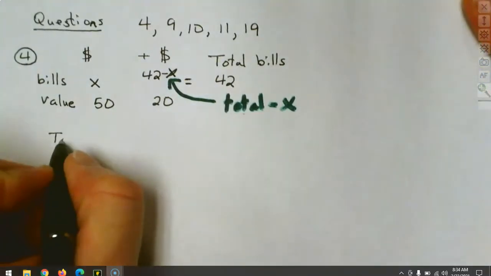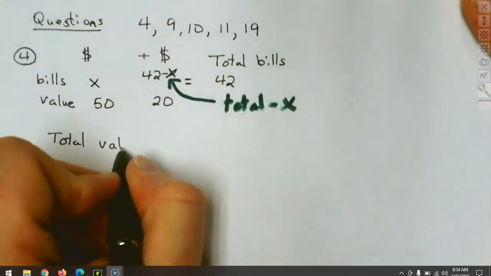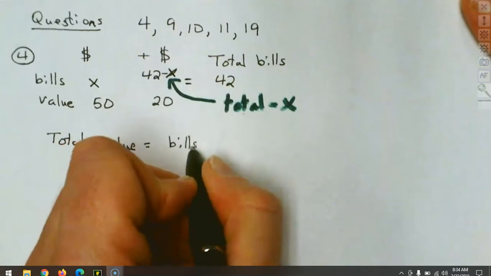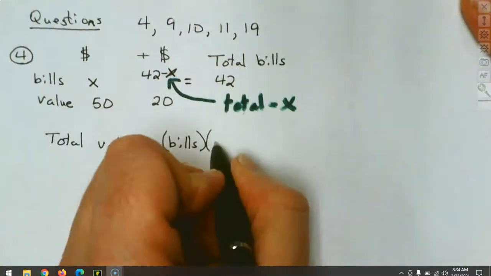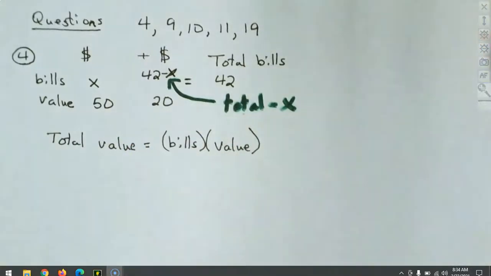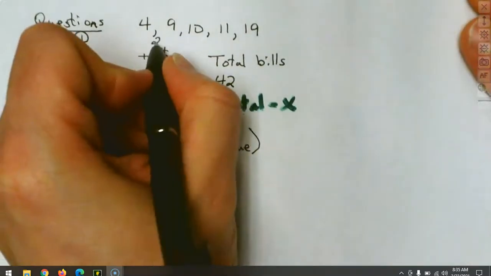But my total value of each type of bill is going to be the number of bills times the value of each bill. And this one will be number 1. This one will be number 2.